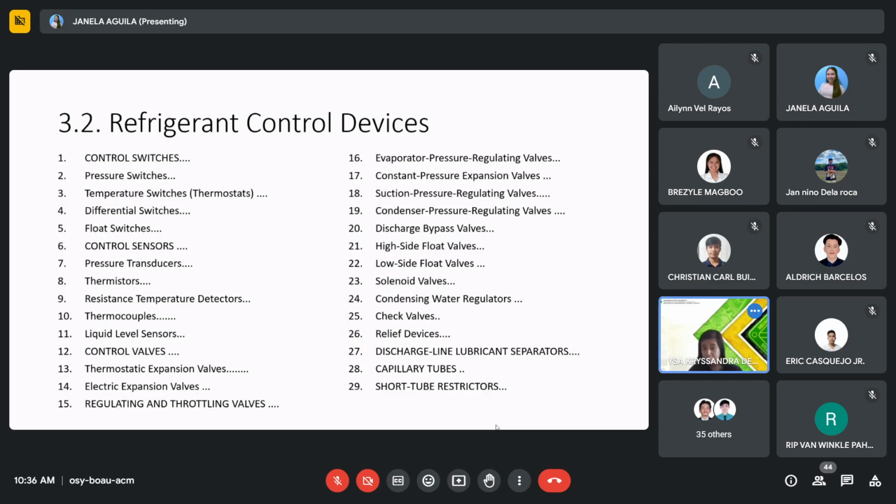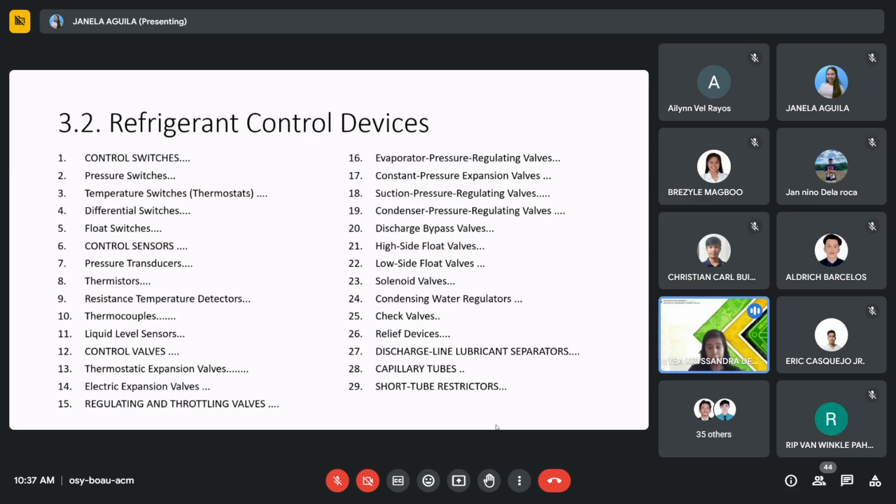And lastly naman po sa control valves is the condensing water regulator. So a condenser cooling water regulating valve's main function is to control the cooling water flow through the condenser. And during the compressor operation naman po, this condenser cooling water regulating valve automatically controls the flow of cooling water to the condenser, and when the compressor stops, the flow is immediately shut off.